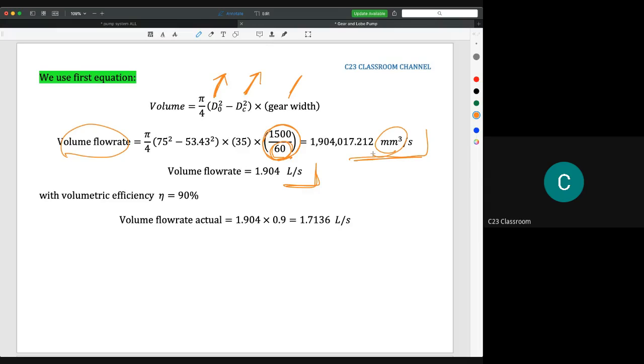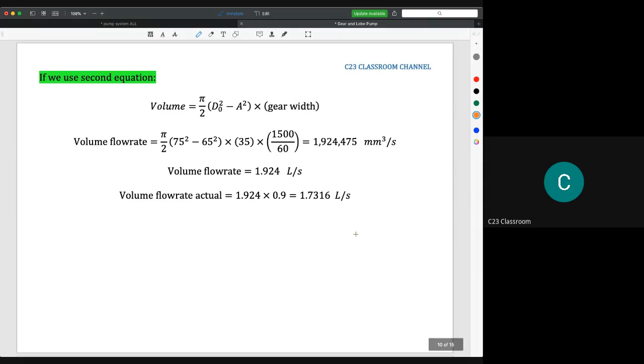For this calculation, if you use millimeters to calculate the volume, you will get millimeters cubed per second because we divide by 60 here, as your flow rate. So it is okay for you not to convert into meters and so on, because you will get a small number that could lead you to make a mistake. If the volumetric efficiency is 90%, the actual flow rate for that gear is 1.7136 liters per second. So this is the volume flow rate for that gear pump.